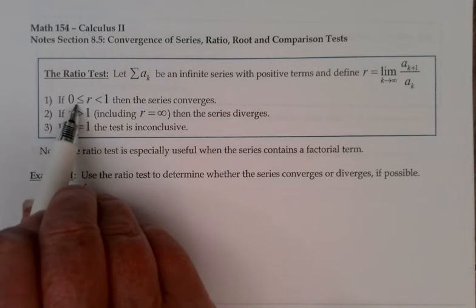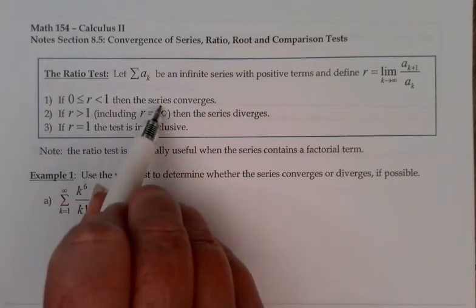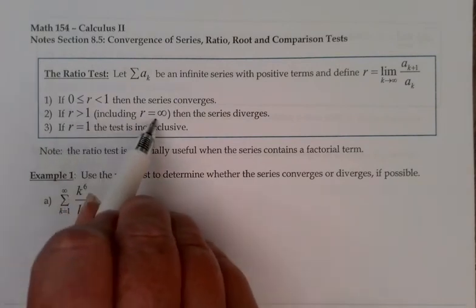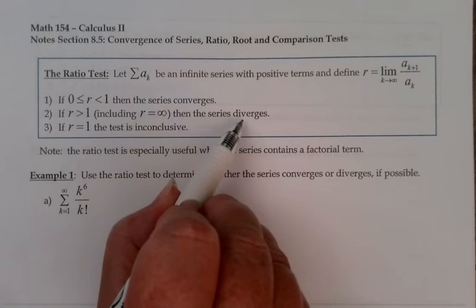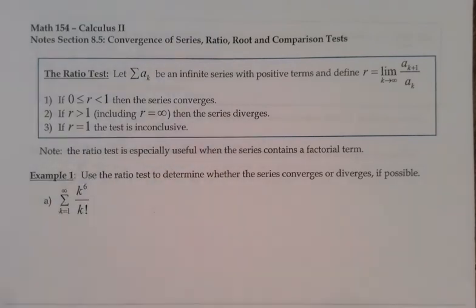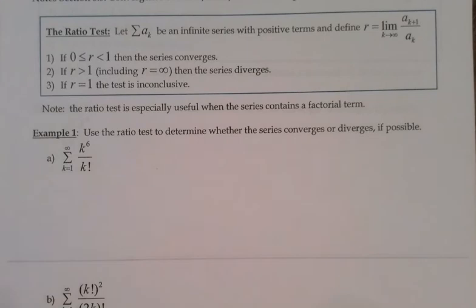If R is between 0 and 1, the series converges. If R is greater than 1, including the infinite case, the series diverges. And if R equals 1, the test is inconclusive and we basically have to try a different test. So let's give it a shot.